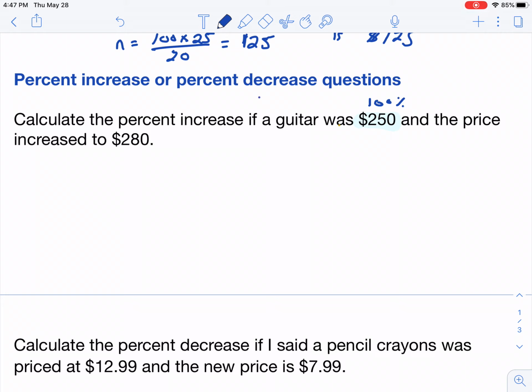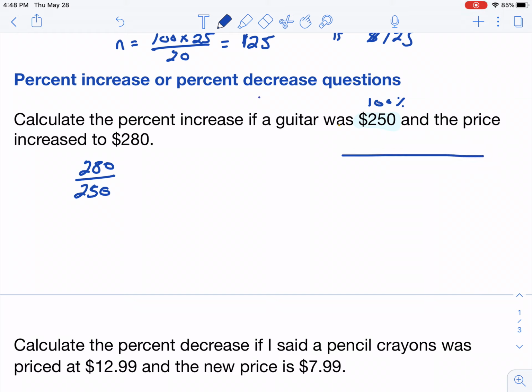It then went from that 100% cost up to a higher value, more than 100% because it increased. So if I know that that is my 100%, I want to figure out what is the percent between these two numbers. So I take my 280 and I put it over top of my 250, which represents my 100% value. Now all I'm doing is finding a percentage of this. I'm saying, well, what percentage is it at?